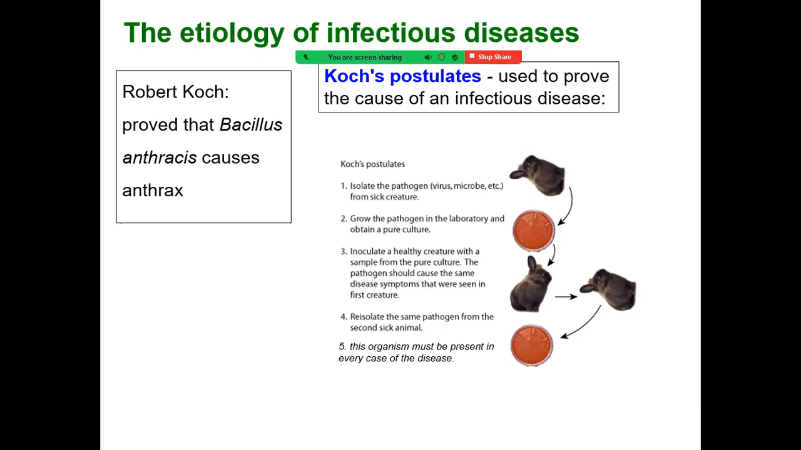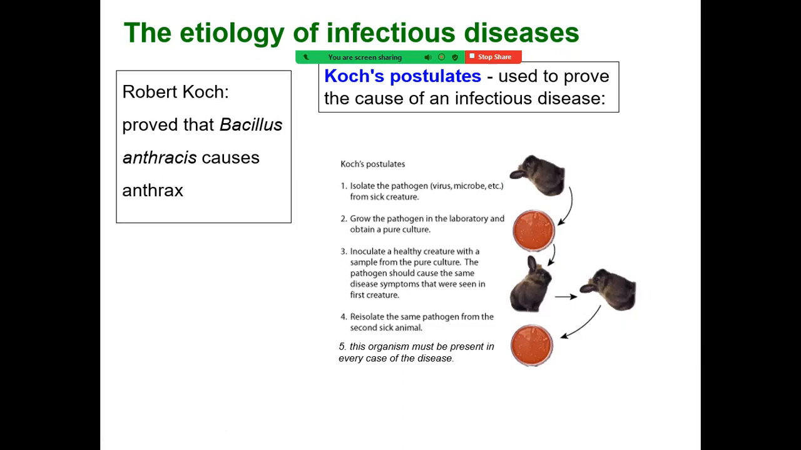However, Koch said that's not all you need to do to show that this organism is causing disease. He put into Koch's postulate, you must obtain the organism from the sick bunny that you injected into the healthy bunny before it became sick. So you must be able to get that organism to grow in vitro and show that, yes, it is the same organism that caused that bunny to become sick. And that's Koch's postulate.